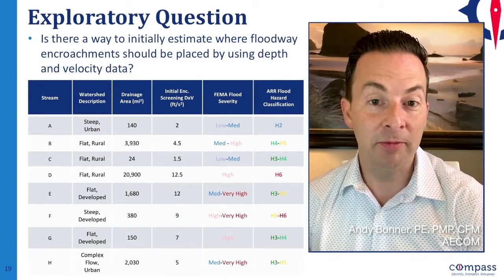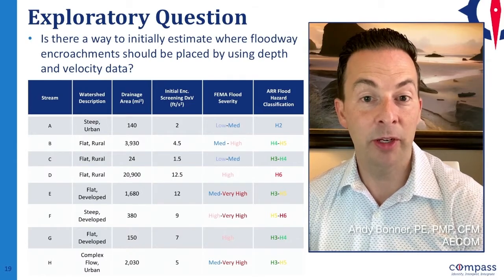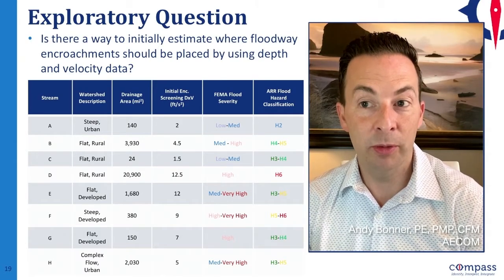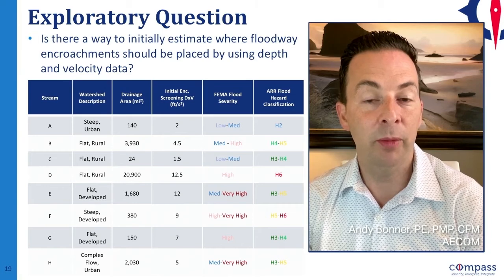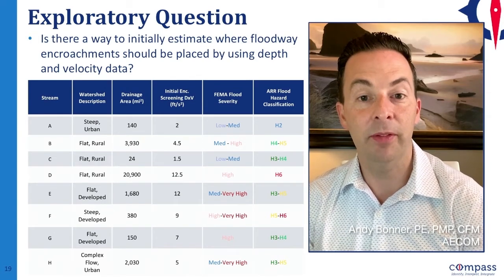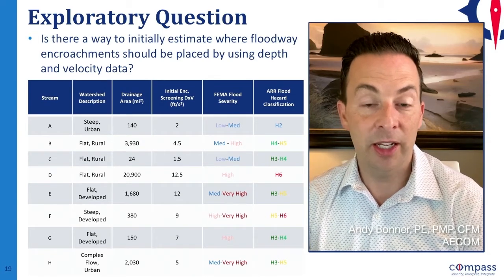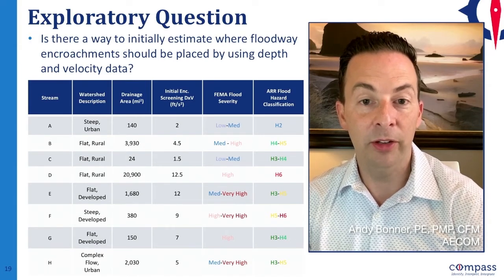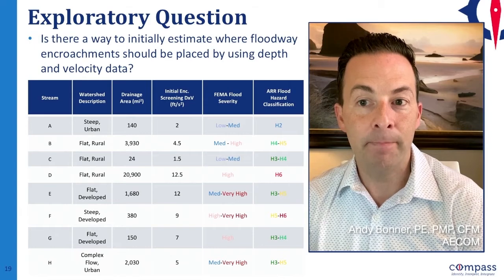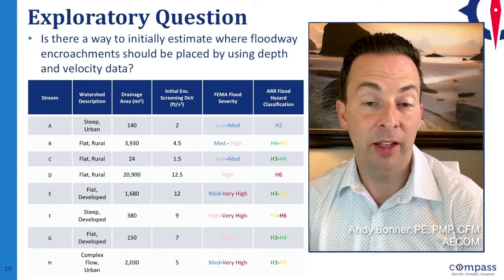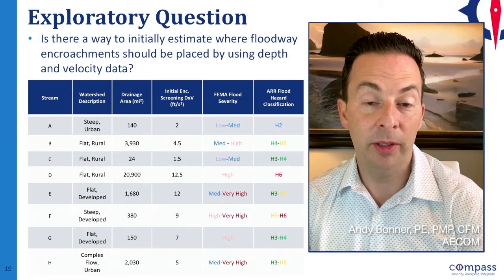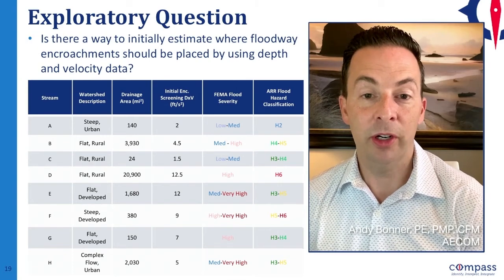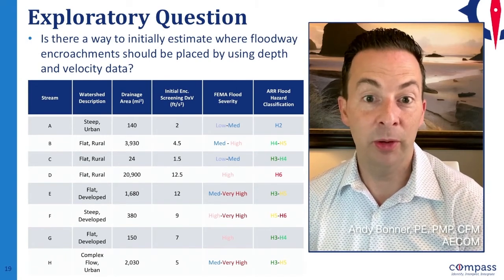So, to pause and rephrase the question we were trying to answer: was there a way to initially estimate where floodway encroachment should be placed by using depth and velocity data? Could we cut down on the number of iterations that it took to produce a compliant 2D floodway, to arrive at a delineation that would meet those regulatory requirements? And so what we started to look at was, again, whether there was any correlation there.